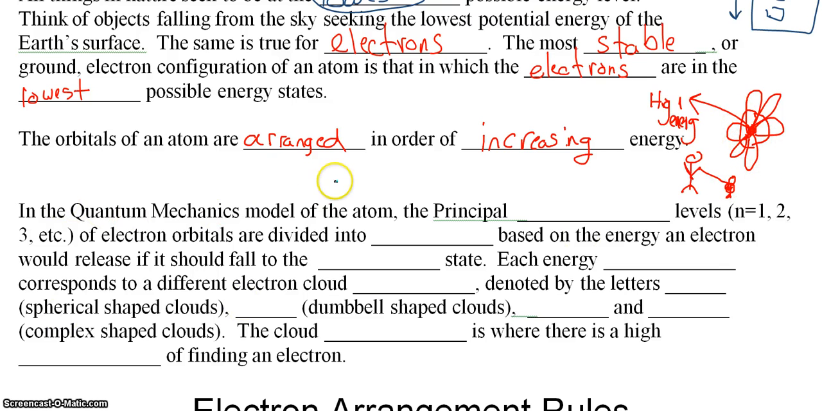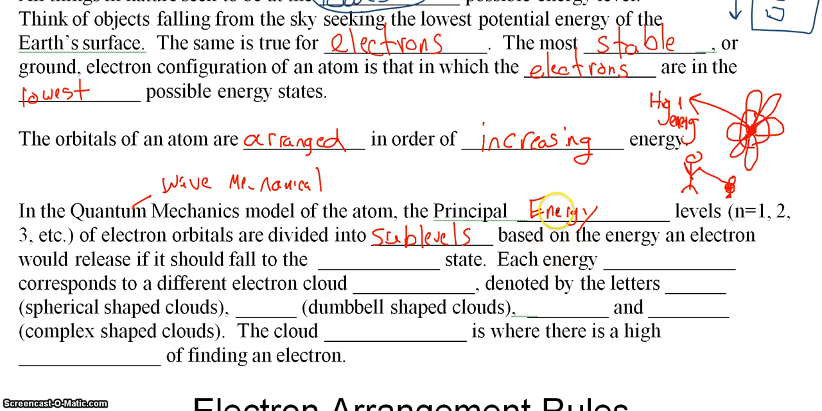Now, in the quantum mechanical model of the atom, that is the wave mechanical model of the atom, this is where we get some trickiness going on here, so bear with me. The principal energy levels, being 1, 2, 3, etc., of electron orbitals are divided into sublevels.